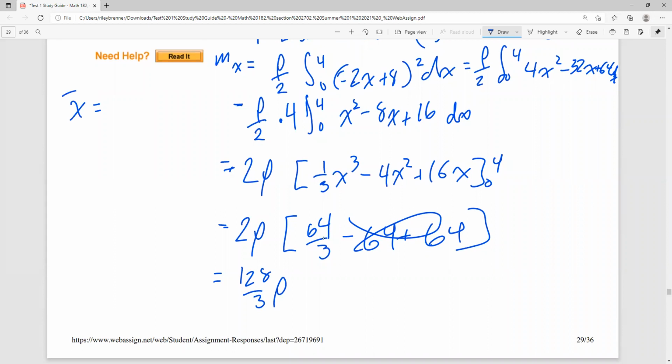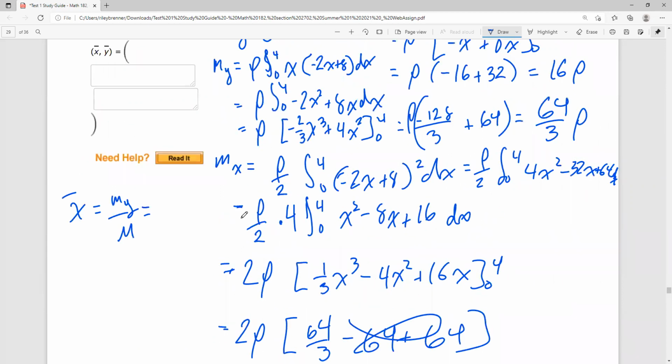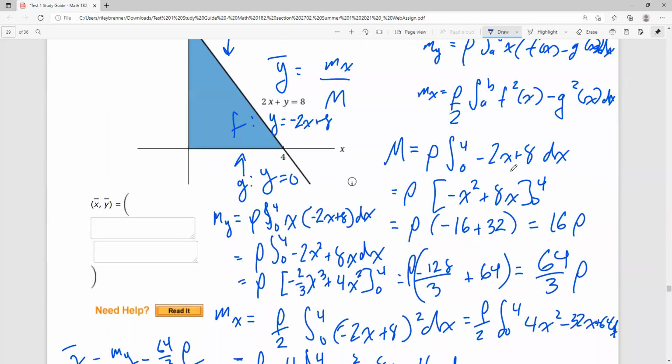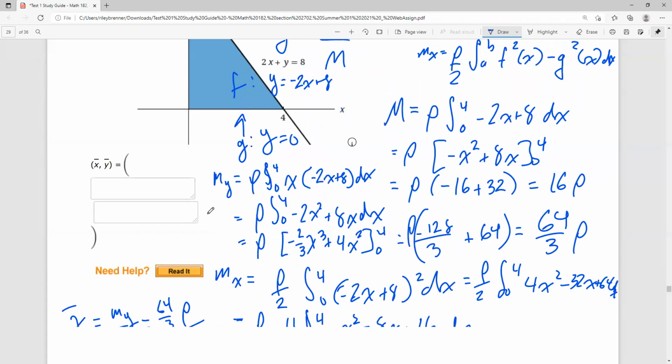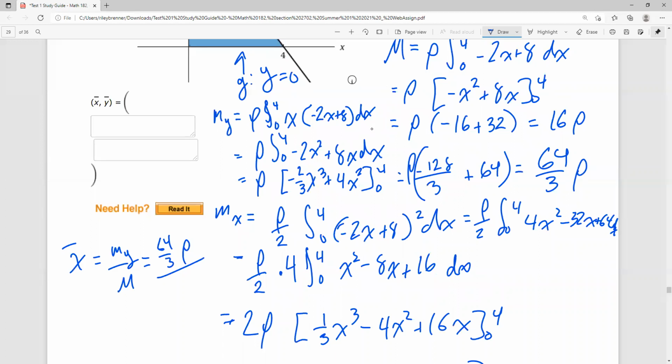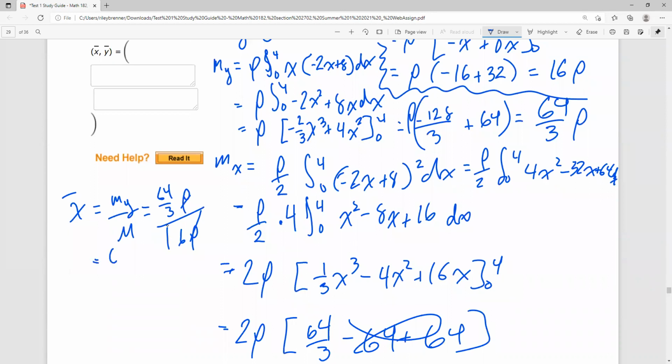X bar was My over big M, which is 64 over 3 rho, all over, what was big M again? 16 rho, okay. And the rhos cancel out, so all we're left with is 64 over 3 times 1 over 16. This cancels out to become 4 over 3 for x bar.